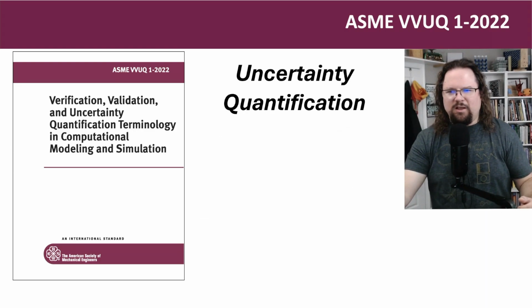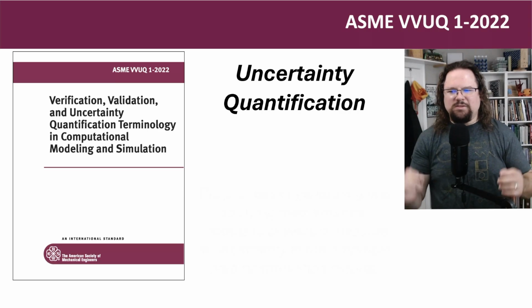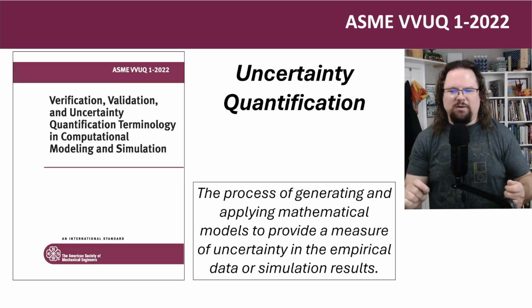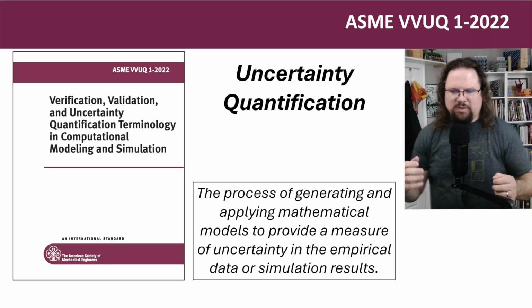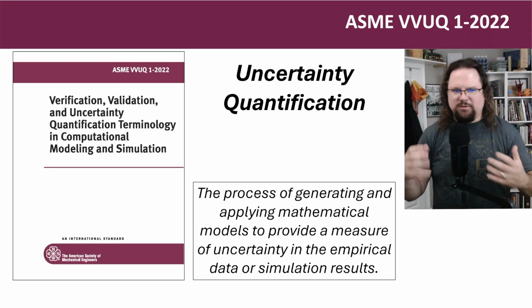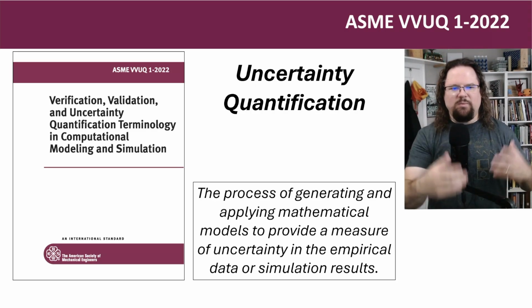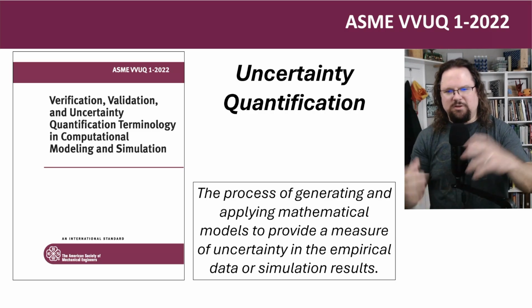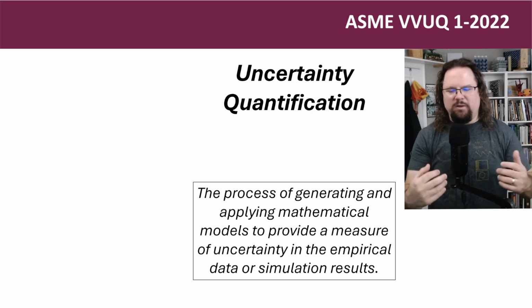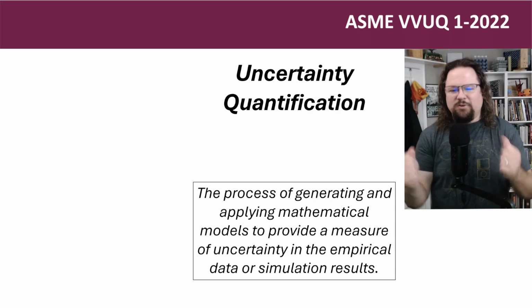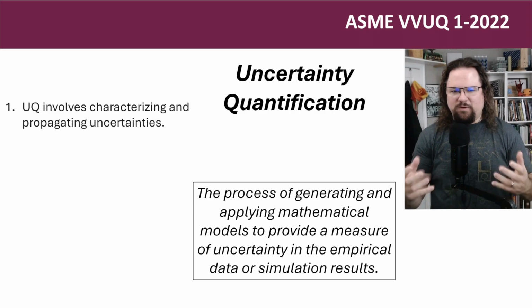So finally, uncertainty quantification in this small section, and that is defined as the process of generating and applying mathematical models to provide a measure of uncertainty in the empirical data or simulation results. One of the things this standard really wanted to do was not only define uncertainty quantification's use in modeling, but also define its use in experimentation, because we need to quantify the uncertainties in experiments before we compare them to the simulations.